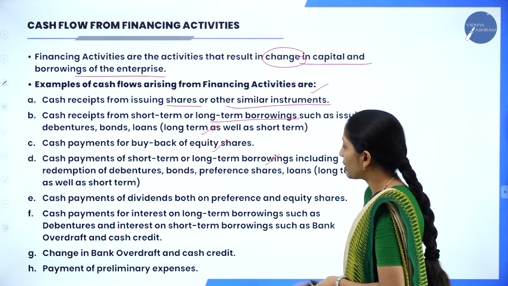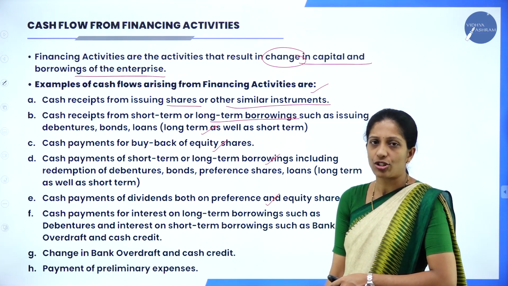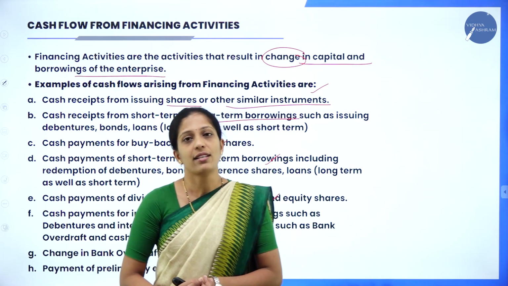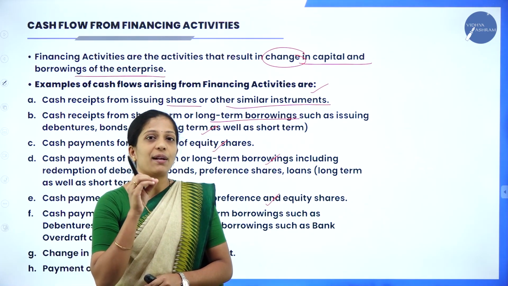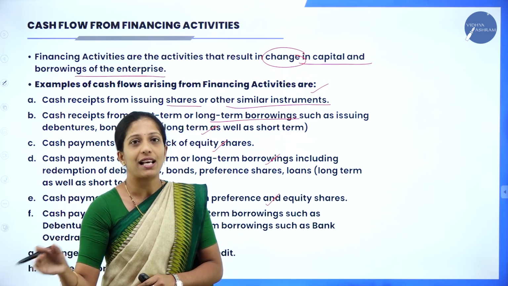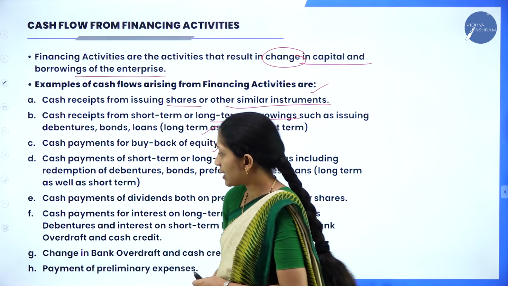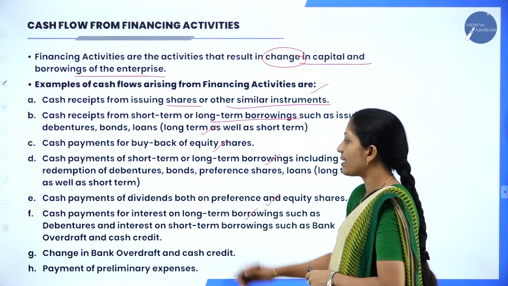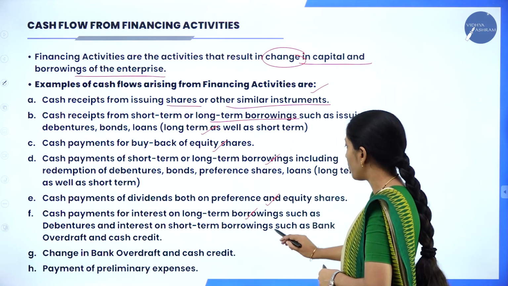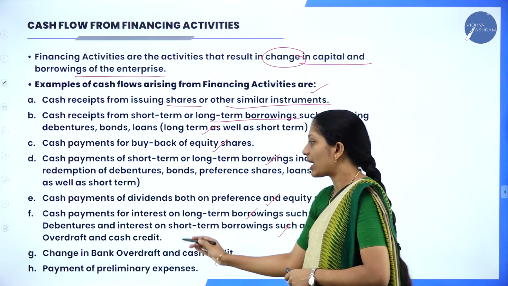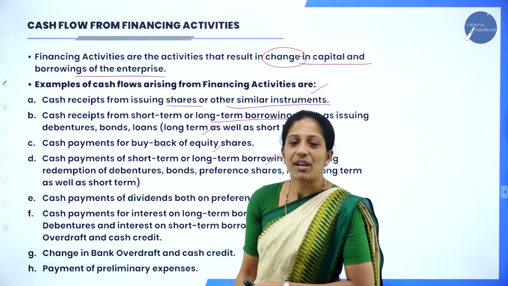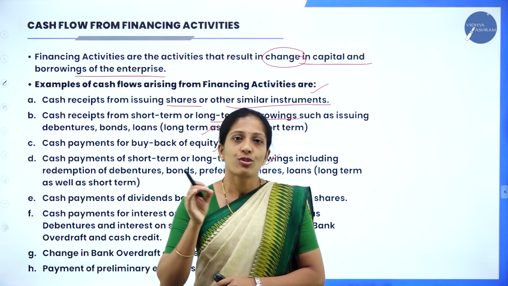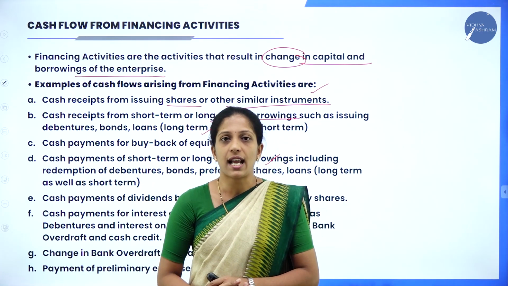Next, cash payments of dividend, both for preference as well as equity shareholders. Of course, when we have borrowed money from the shareholders, we have to pay the dividend. So the dividend payment to those equity as well as preference shareholders comes under financing activities. Next, cash payment for the interest on loan borrowings such as debentures and interest on short-term borrowings such as bank overdraft and cash credit. Suppose the company has borrowed loan from the outsiders for which the interest has to be paid, so that also comes under financing activities.